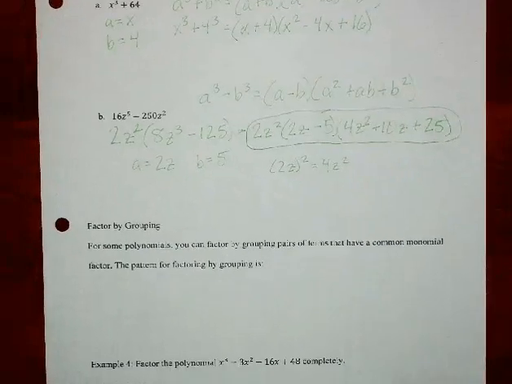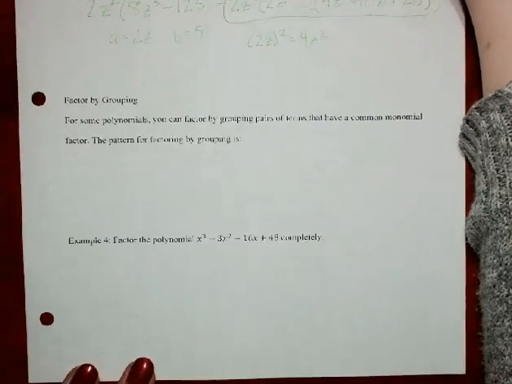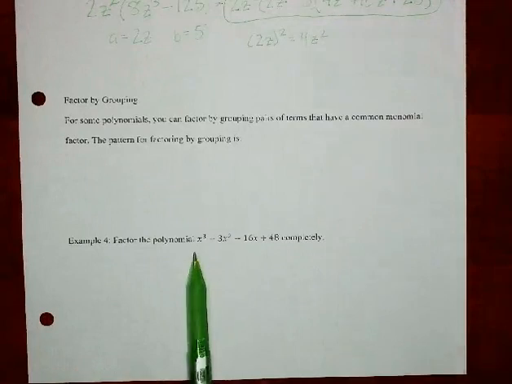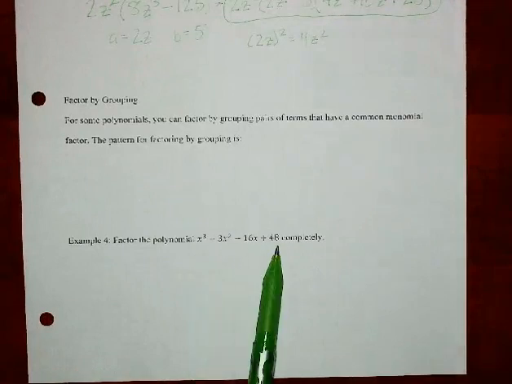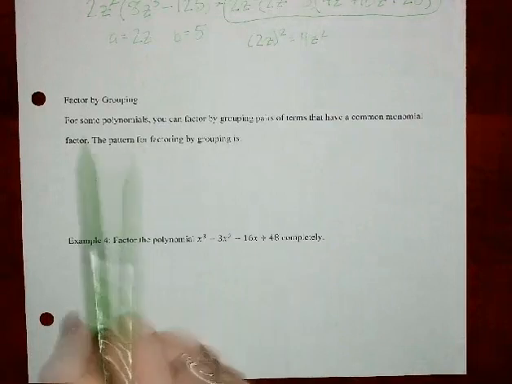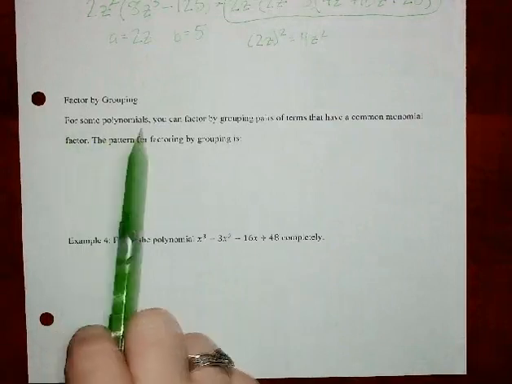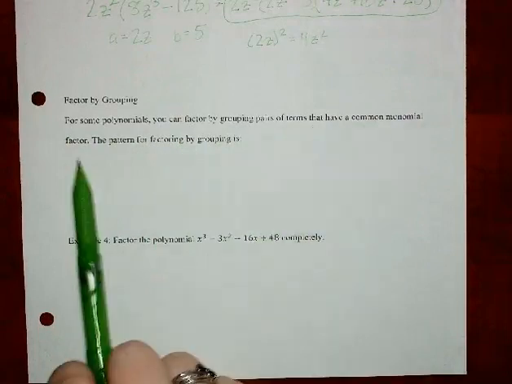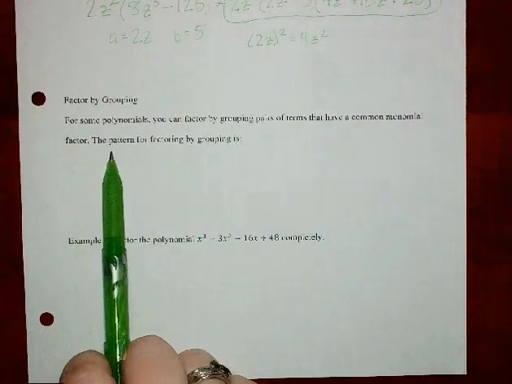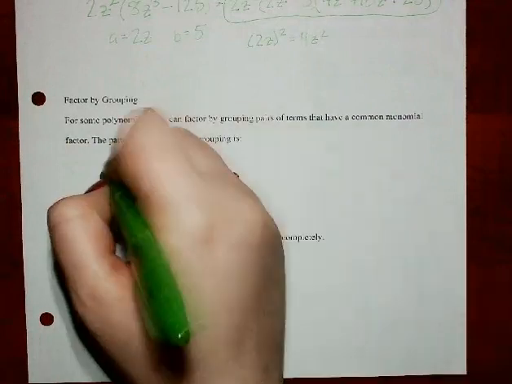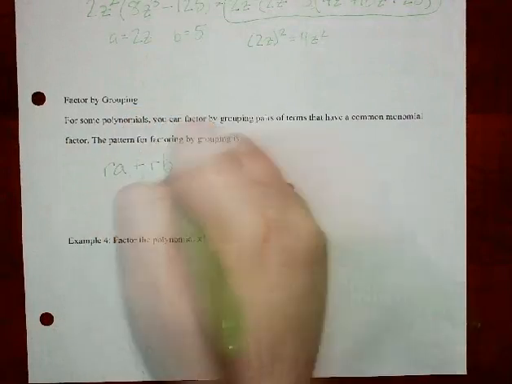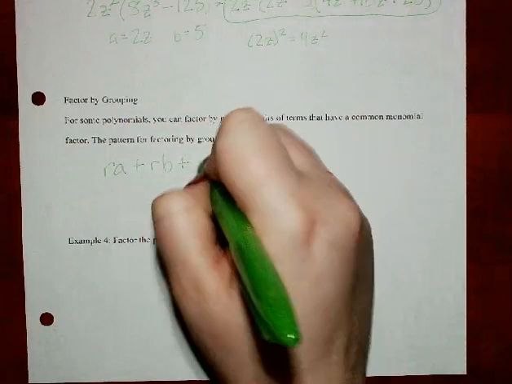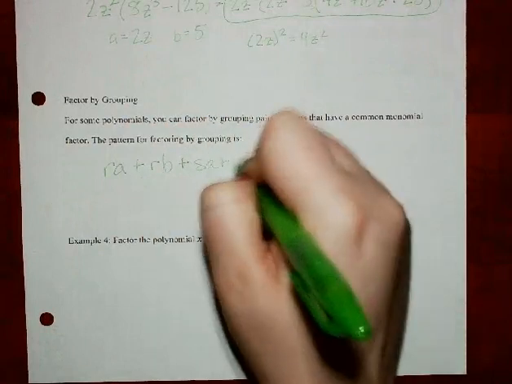Another type of factoring, generally for polynomials with 4 parts, is factoring by grouping. So for some polynomials, you can factor by grouping pairs of terms that have a common monomial factor. The pattern for factoring by grouping is ra plus rb plus sa plus sb can be factored.